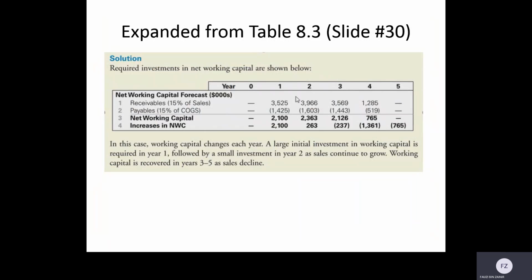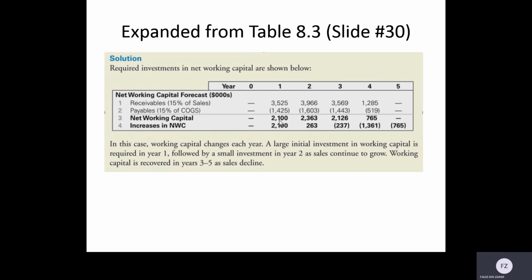So if we were to extract table 8.3 and figure out the working capital, assuming the assumptions are more or less the same as we did from table 8.2, the receivables are 15% of sales, the payables are 15% of cost of goods sold. So those numbers are percentages against the respective line items, and then we figure out the net working capital, which is 3525 minus 1425. So we have 2100. Same with year 2, 3966 minus 1603, we have 2363.